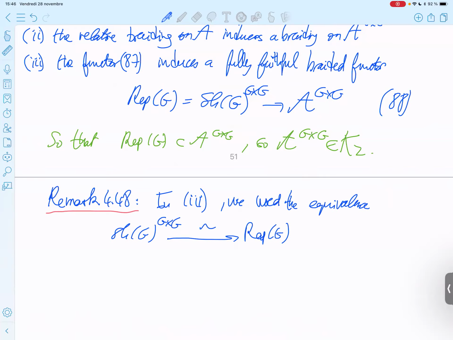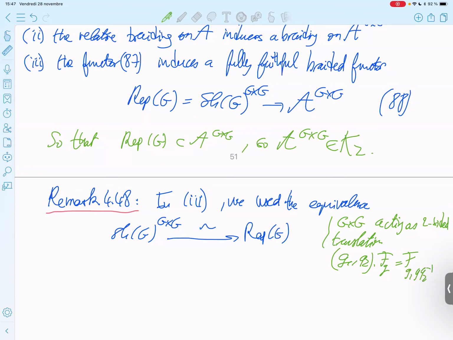So here, G cross G acts as the two-sided translation. G cross G acting as two-sided translation. G1, G2 times this component of the sheaf is f of G1, G2 inverse.